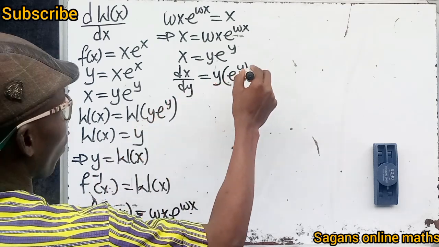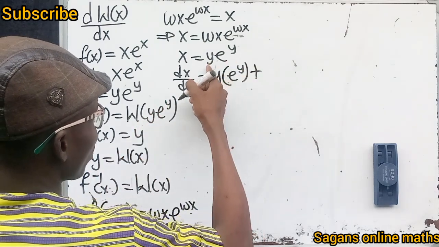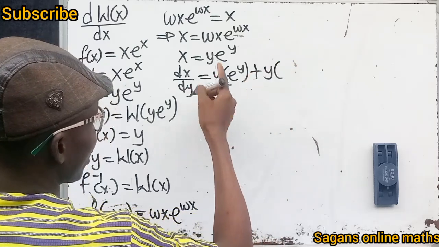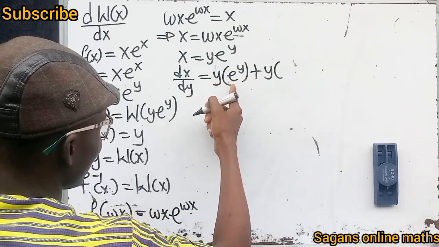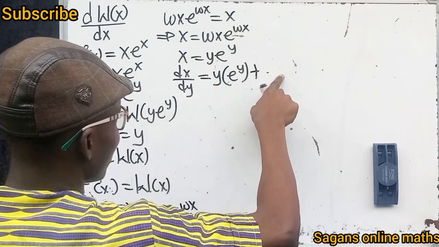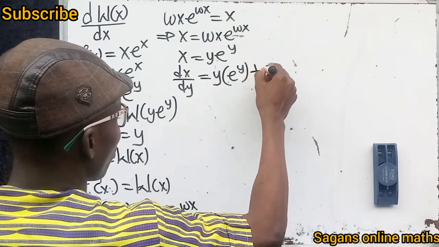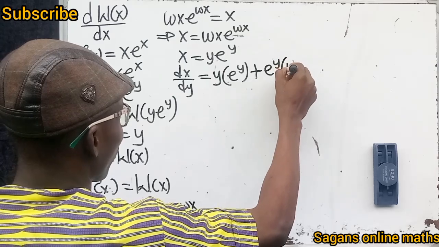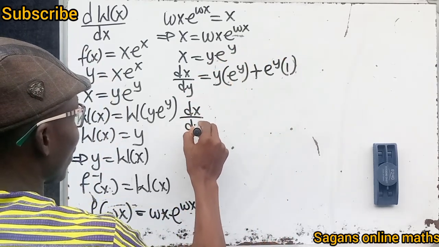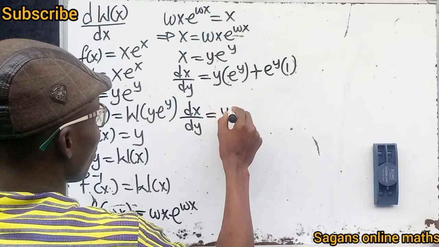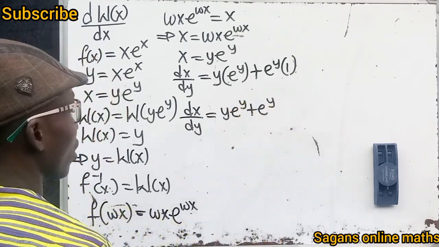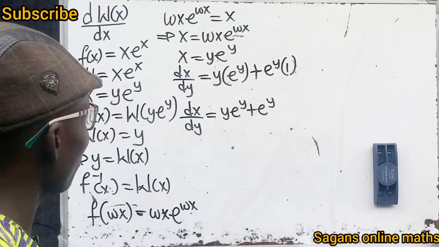Then plus, we keep e to the power of y constant and differentiate y. If you differentiate y, you are going to have 1. So dx over dy is equal to y multiplied by e to the power of y, plus e to the power of y. Wow, this is amazing, right?